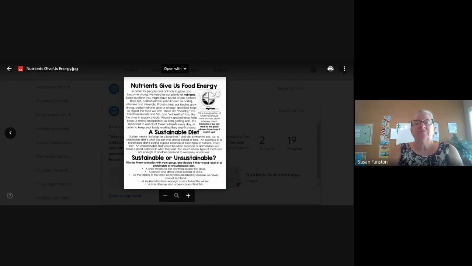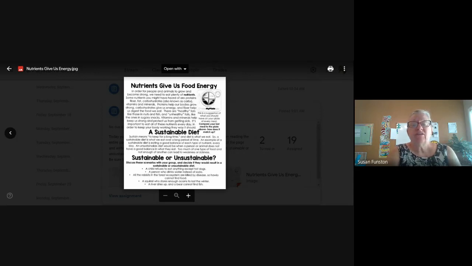Nutrients give us food energy. In order for people and animals to grow and become strong, we need to eat plenty of nutrients. Some nutrients you might have heard of are proteins, fiber, fat, carbohydrates, also known as carbs, vitamins, and minerals. Proteins help our bodies grow strong, carbohydrates give us energy, and fiber helps us digest the food we eat. There are healthy fats like those in nuts and fish, and unhealthy fats like the ones in sugary snacks. Vitamins and minerals help keep us strong and protect us from getting sick.